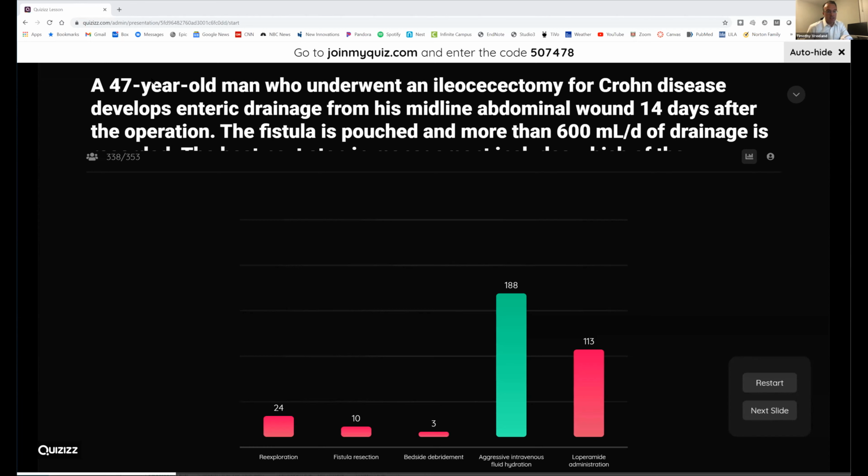So the correct answer here most people got is aggressive fluid hydration. This is really more of a test-taking question than anything else in my mind. The first thing you're going to do in a new fistula is resuscitate the patient, right? So that's why this is the right answer. Would you give loperamide in a high output fistula? Sure, potentially you would. So that answer is not wrong. It's just which would you do first? The first thing you would do in any fistula is IV fluid hydration, fix electrolyte imbalances, and then look for a septic source too. So those are kind of the first steps. Get a CT, make sure there's not an abscess you need to drain, and then resuscitate the patient.